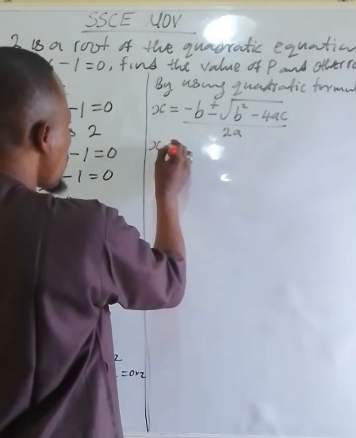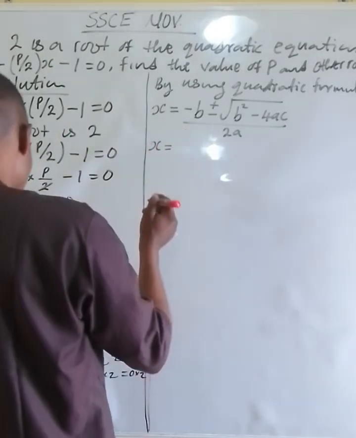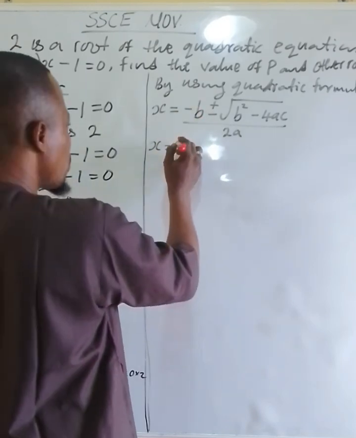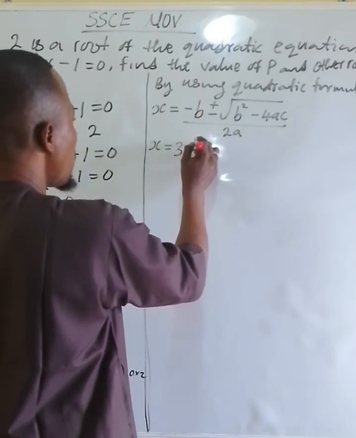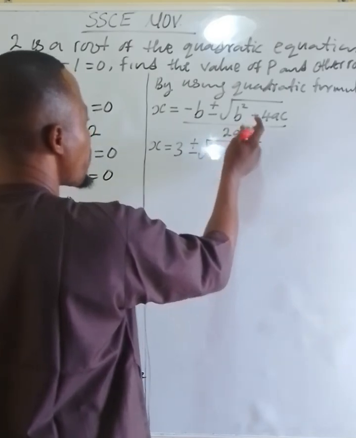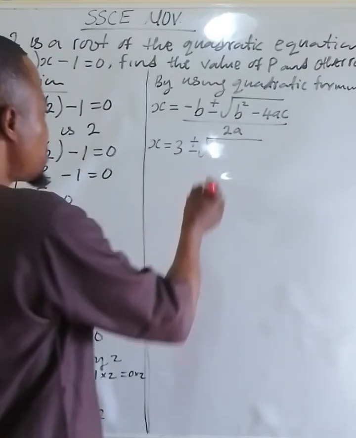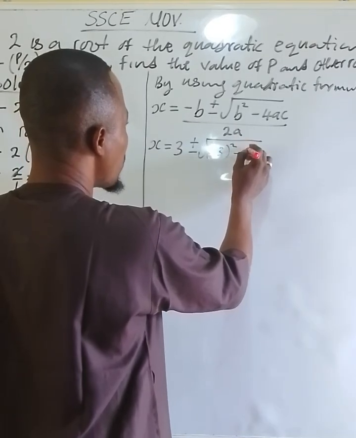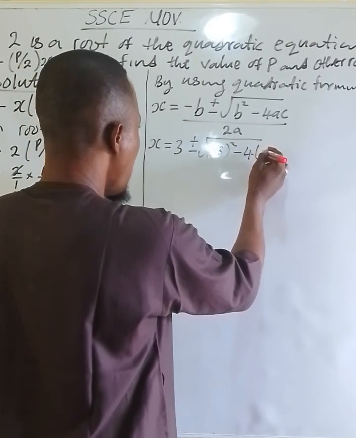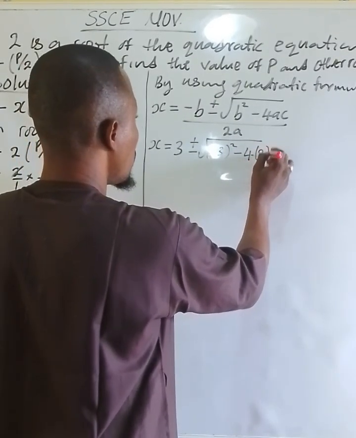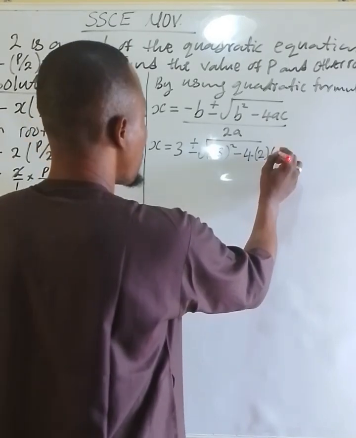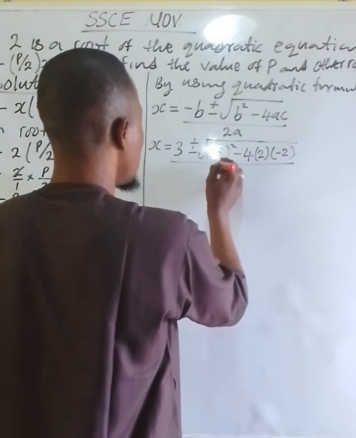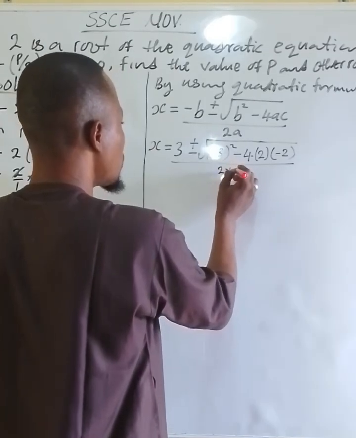So x equals our b, which is minus 3, so we have minus b. Minus times minus will turn to plus. So we have 3 plus or minus the square root of b squared, which means minus 3 raised to power 2, minus 4 times our a, the value of a is 2, then the value of our c is minus 2. Everything all over 2a, that is 2 times 2.